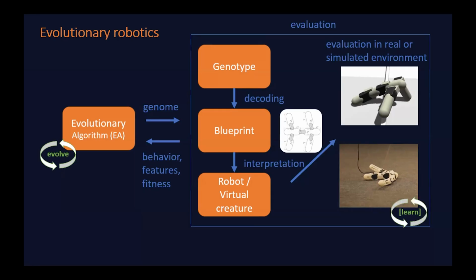For every new robot body you test out, you might want to do some learning, be it reinforcement learning or some other learning. So there could be this kind of nested loop, and Eggy will get back to that later on.